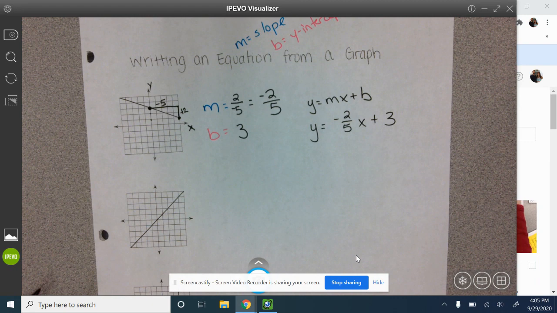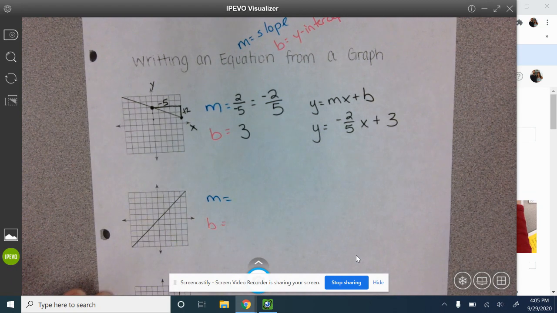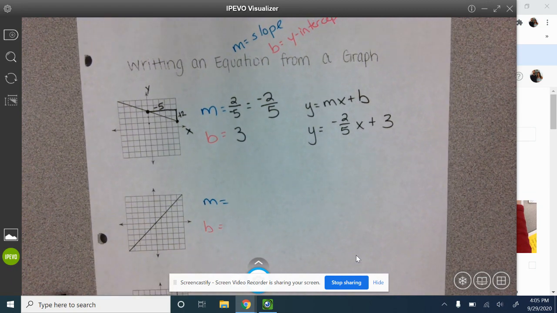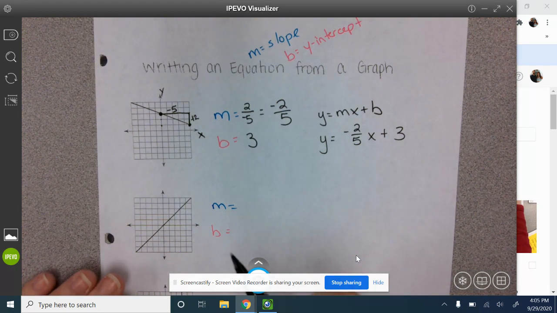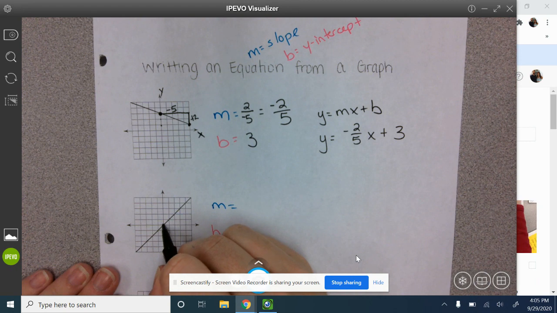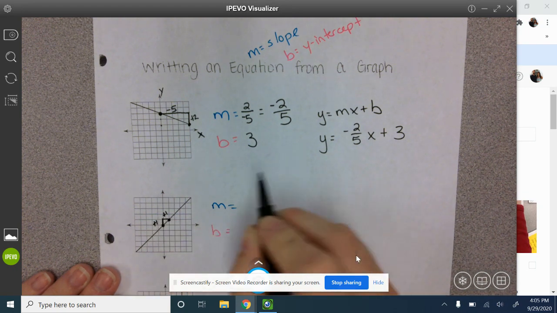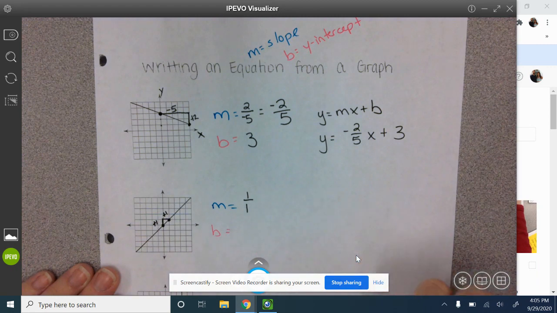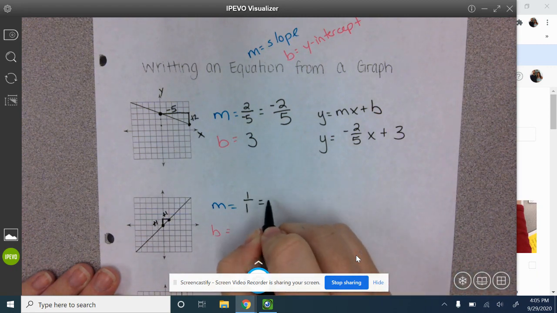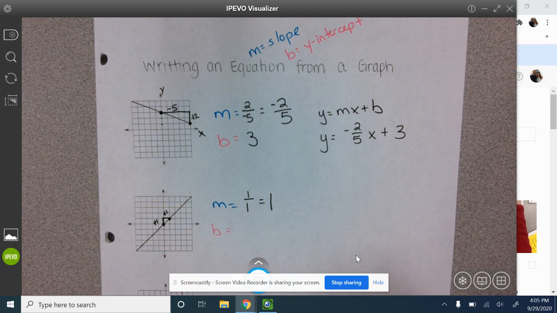Now let's do the second one together. Again, I'm going to go ahead and write my M and my B, because those are the two things that I am looking for so that I can write this equation. So I'm going to go and mark two exact points on this graph. Rise and run, we're going to rise 1, so plus 1. Go to the right one, which is plus 1. So when I write rise over run, it is 1 over 1, which is simply 1. Now my B, my y-intercept, it crosses right here at the origin. So my y-intercept is 0.